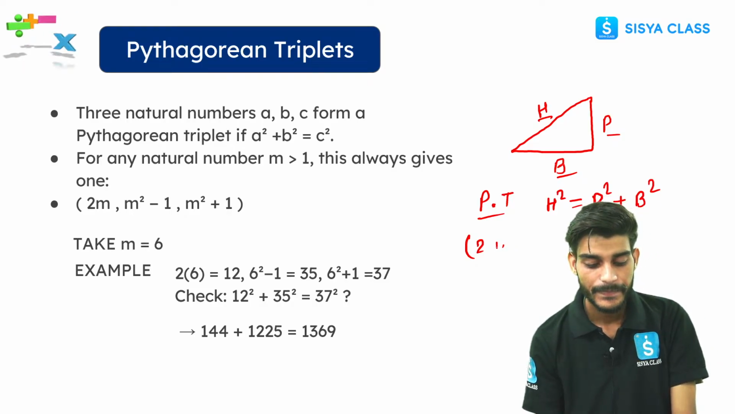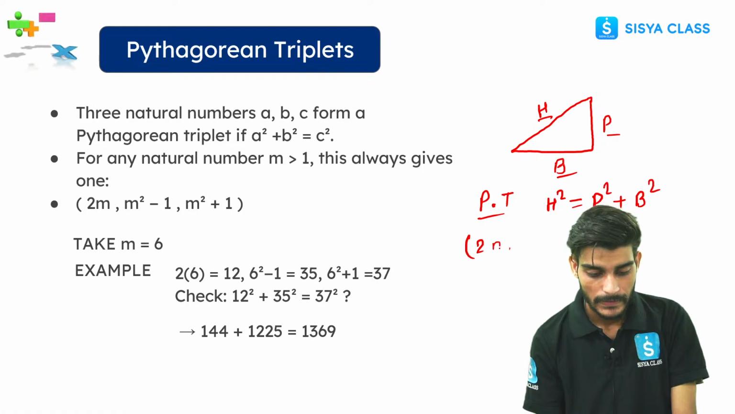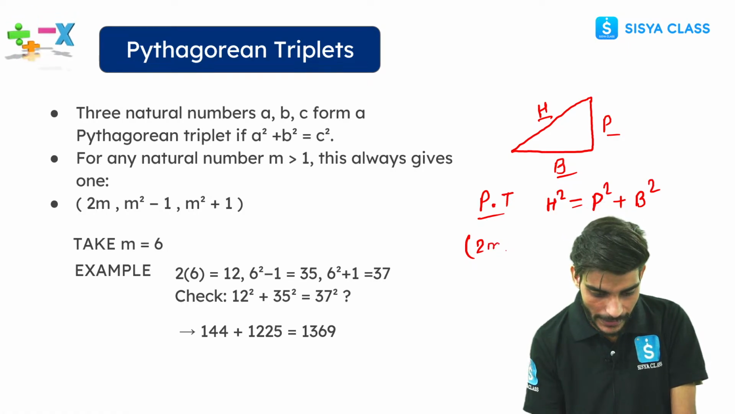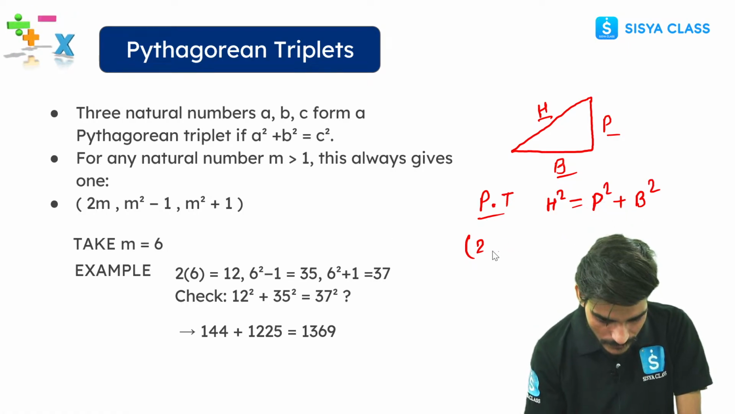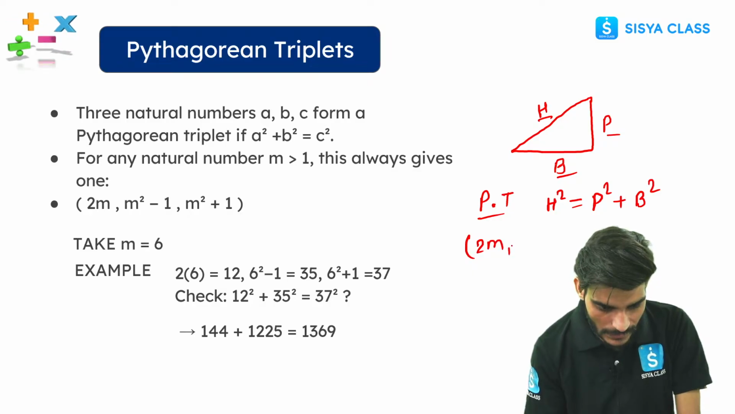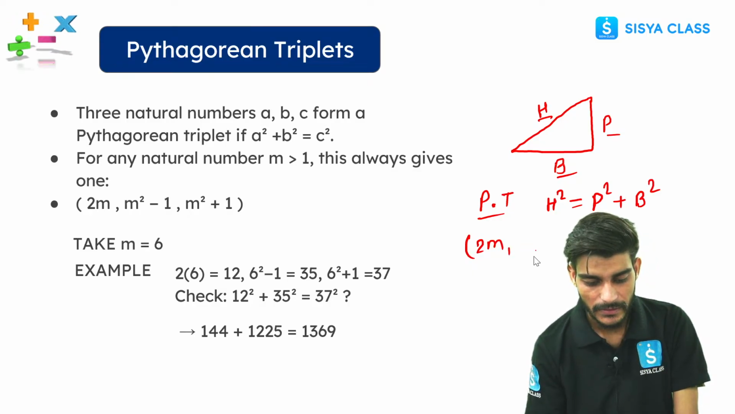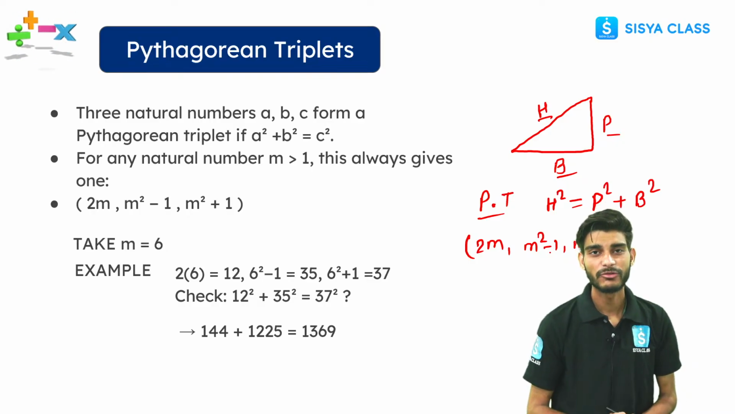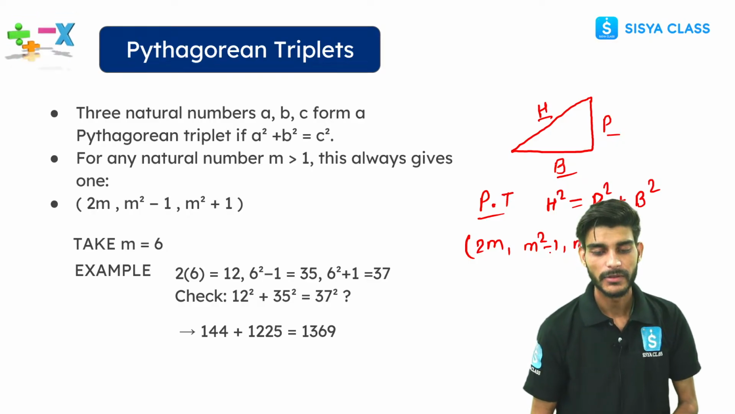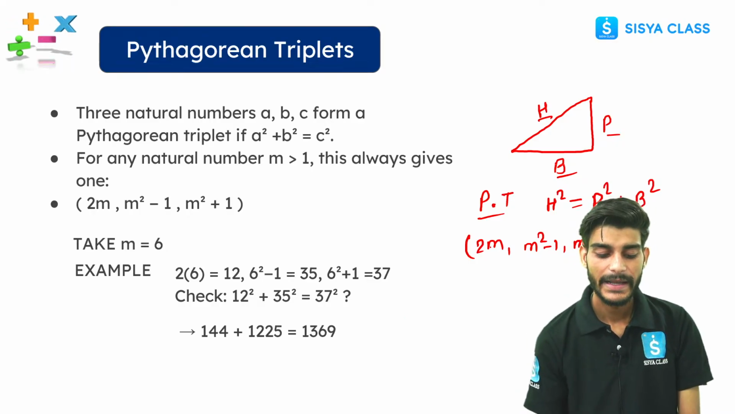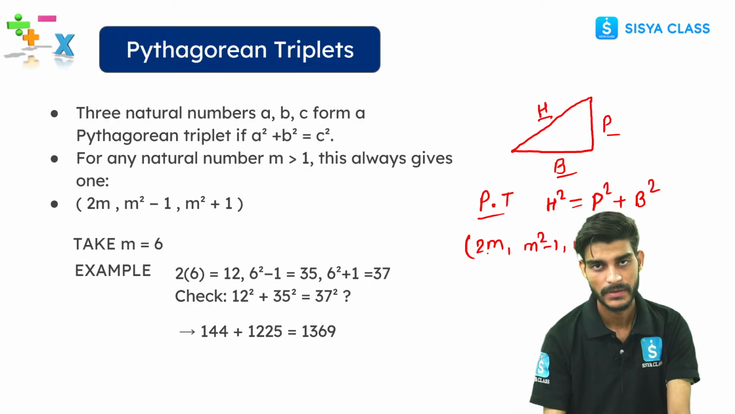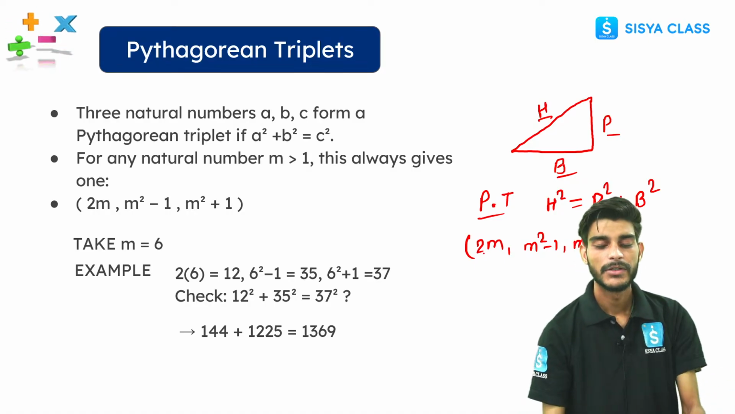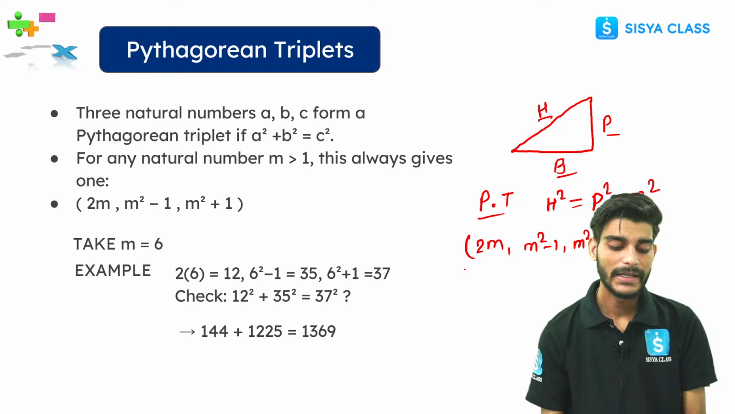So if you want to find the triplets, one concept that you have to use is 2m for the first number, then m square minus 1, then m square plus 1. Okay, 2m, m square minus 1, m square plus 1. Now what is m, sir? m can be any natural number. You can take m as 1, 2, 3, 4, 5, 6, any counting number you can take.